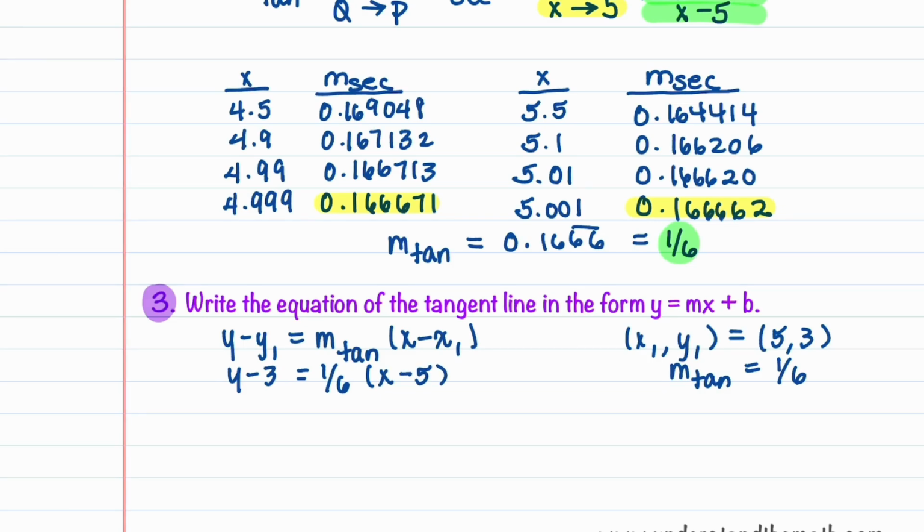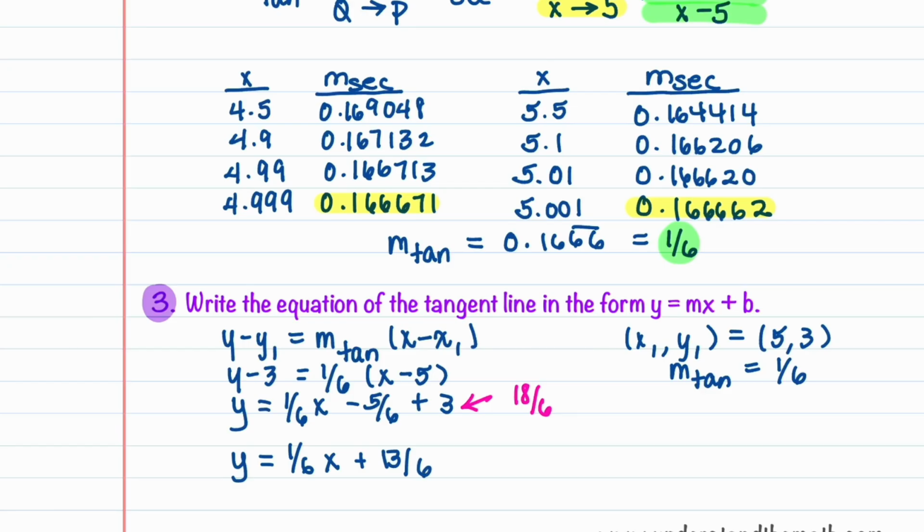Now we want to take this equation and put it in slope-intercept form. We'll pull the 3 over to the right and then multiply out the 1/6. This gives us y is equal to 1/6 x minus 5/6 plus 3. We can think of our 3 as 18 over 6 so that we can better add our fractions. And this gives us y is equal to 1/6 x plus (18 minus 5), which is 13, so we get 13 divided by 6. And that's the equation of our tangent line.